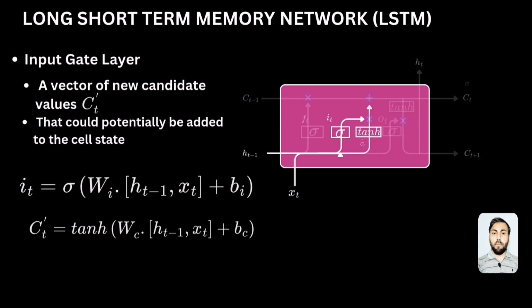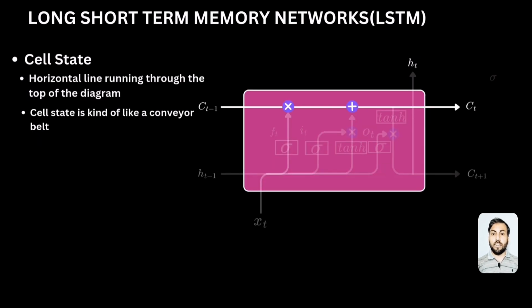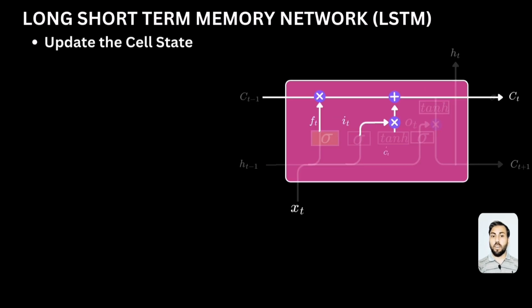Now it's time to update the cell state. This is where the LSTM really shines. We take the old state and multiply it by the output of the forget gate, effectively forgetting the things we don't need. Then we add the result of the input gate's decision, which gives us the new cell state.